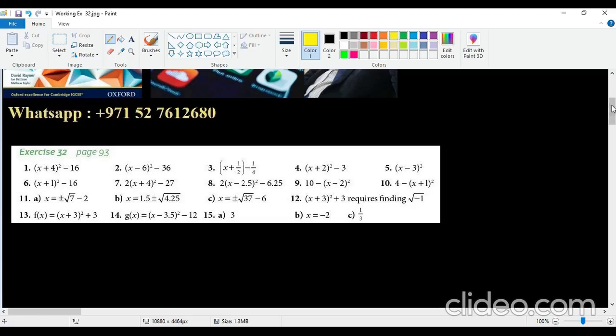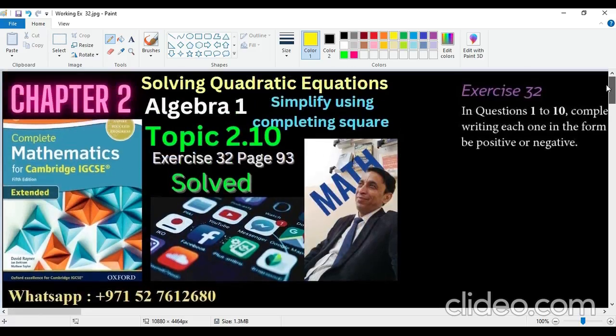And it's time to say bye bye for now, at least. Very soon, you will be getting exercise 33, which is going to be the last of this topic 2.10. We have covered quadratic equations and almost everything covered in algebra 1. The next exercise is going to be how to use quadratic equations on word problems and real life problems.